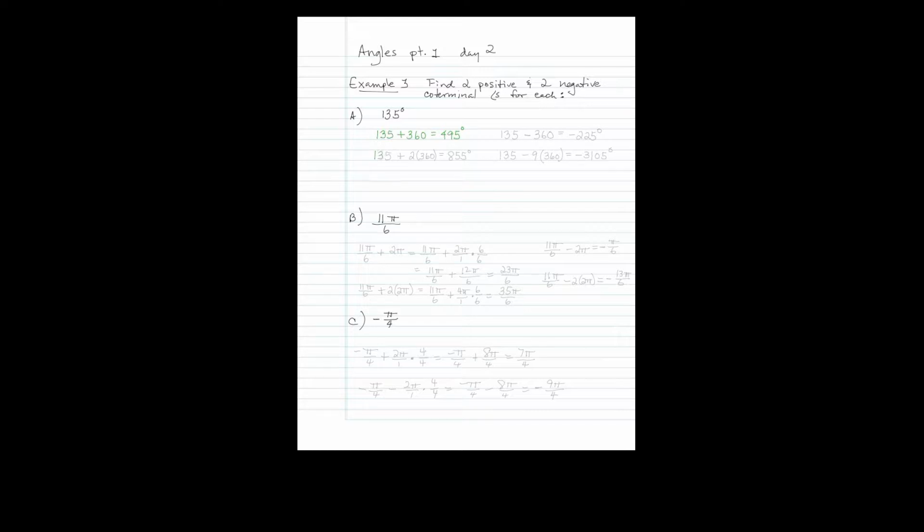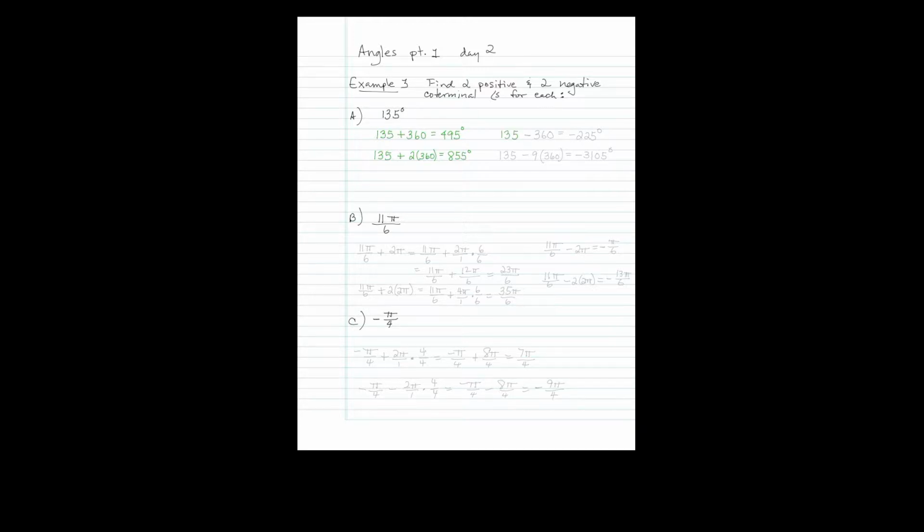Okay, so a second positive angle that is coterminal with 135 degrees would be if I took 135 degrees and add on 2 rotations. And that comes out to 855 degrees. And of course we could do this an infinite number of times. So for any angle, there are an infinite number of other angles that are coterminal with it. So there's two positive angles, and now I'm going to find two negative angles.